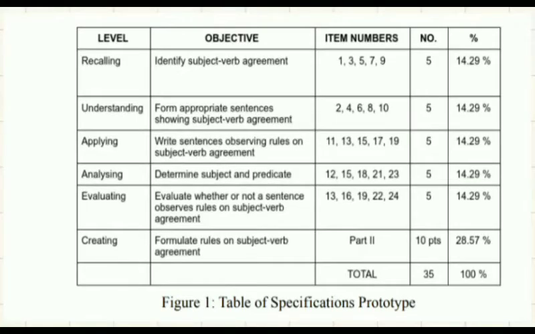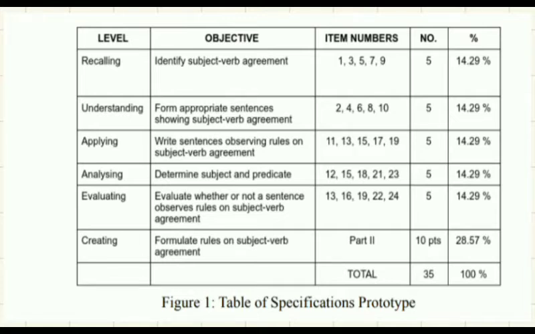So in the first TOS, or table of specification, that is the Figure 1 table of specification prototype, we can see that there are 5 items that deal with knowledge, right? Similarly, 5 items represent the analysis. So the first 5 levels of Bloom's taxonomy are equally represented in the test. That is the recalling, understanding, applying, analyzing, and evaluating.